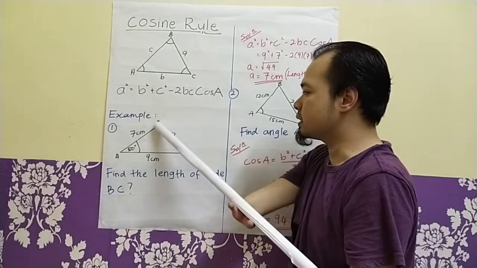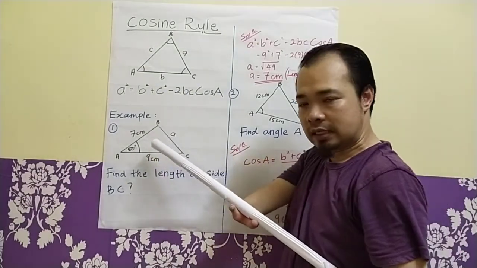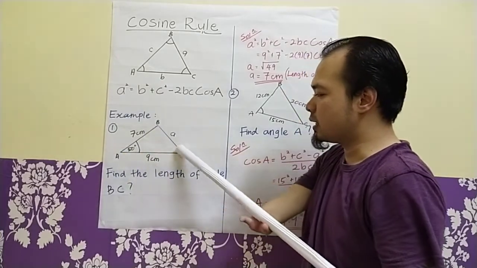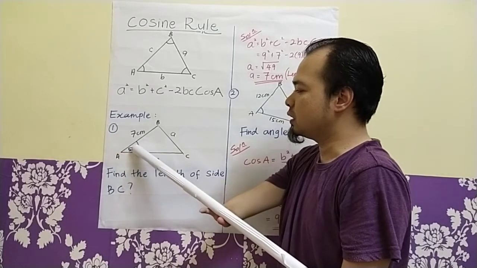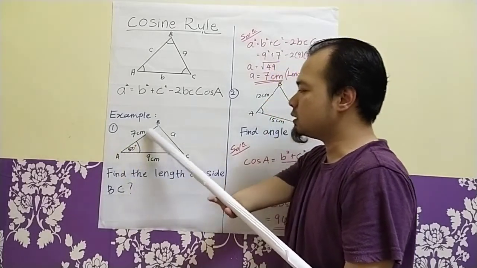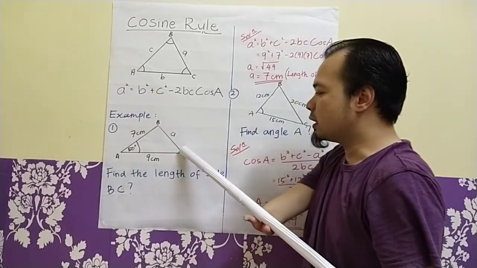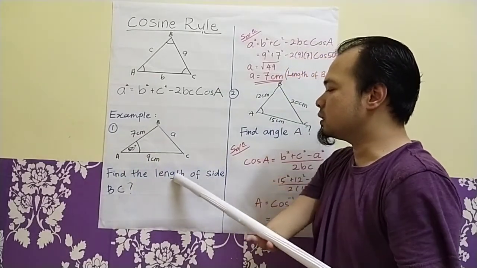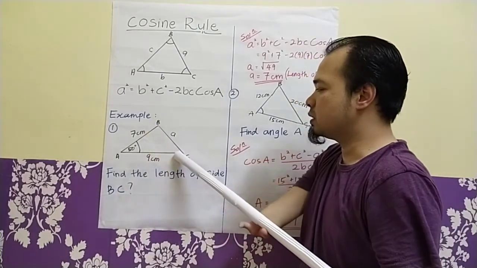This is the example. Let's say they give you one non-right angle triangle. The name is ABC. The angle over here is given as 50 degrees. The side over here is 7. The side over here is 9. And then find the length of the side BC. This is the side BC.